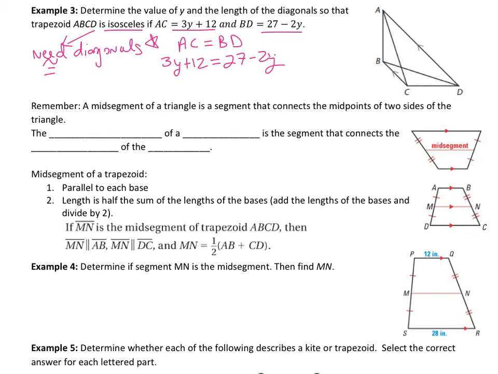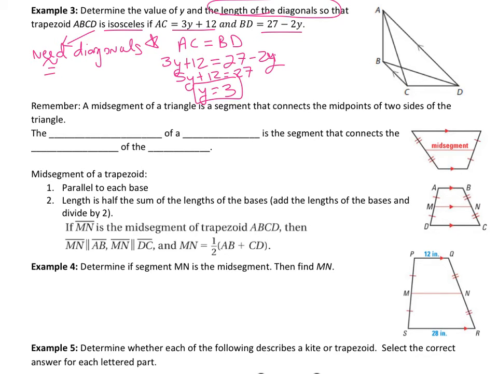And I want you to now go through and find what the y value is, plus we need to find the length of the diagonals. When you solve this for y, if you add your 2y over, that gives you 5y plus 12 equals 27. And in the end, your y value should end up being a 3. So that's the first answer you should have chosen.